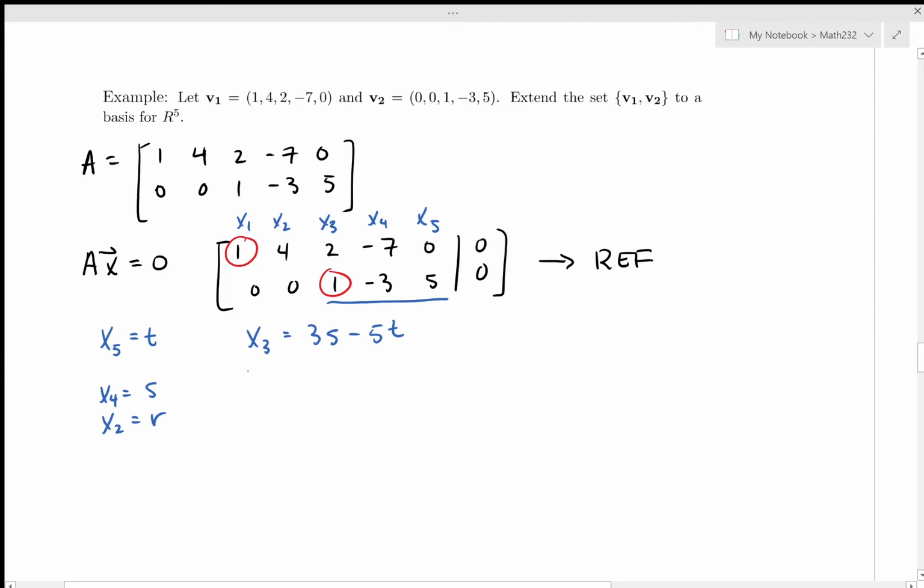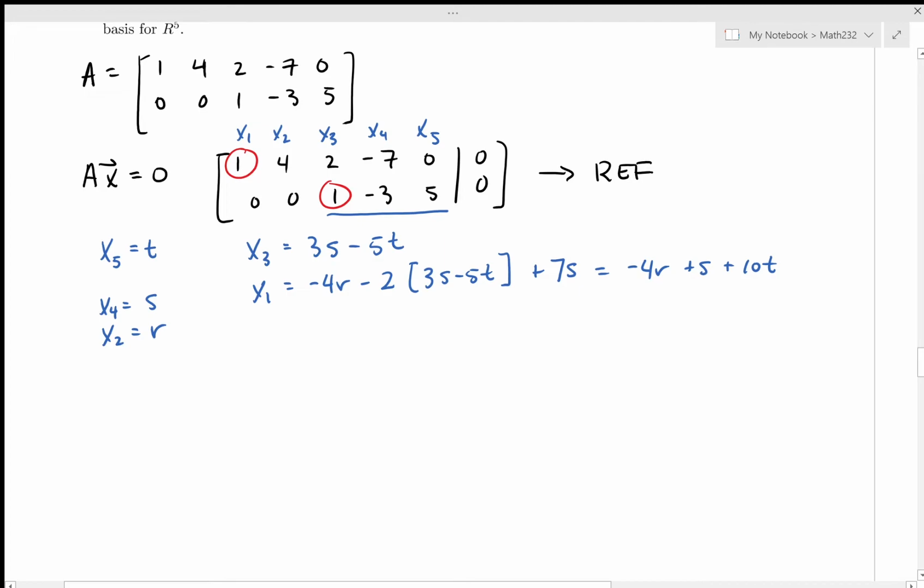And then x1 will be minus 4r minus 2x3 plus 7x4, like that. And then x5 is not there, 0. Okay, so I can simplify that. Minus 4r plus s plus 10t.